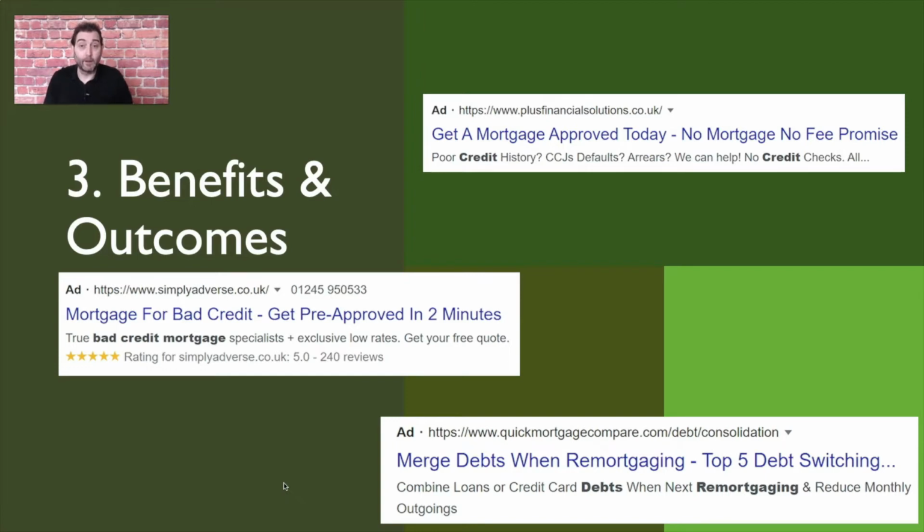The top one there is saying no mortgage, no fee promise. That's something that's going to attract people and remove a potential objection to dealing with that broker. The second one has the clear benefit of speed. You can get pre-approved in 2 minutes. And the bottom one is focusing on the outcome. If you do this remortgage, you're going to reduce your monthly outgoings.